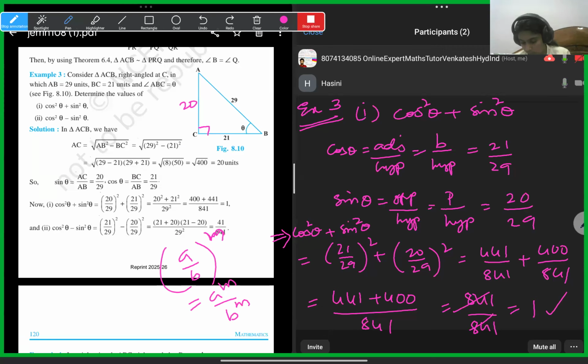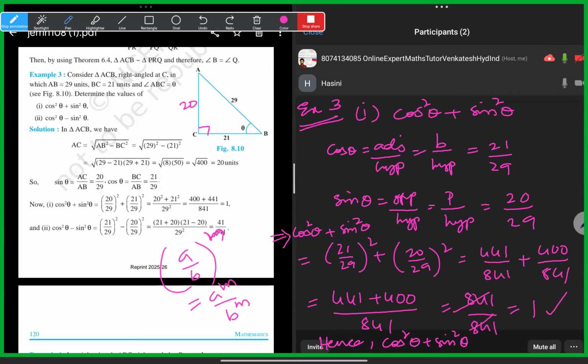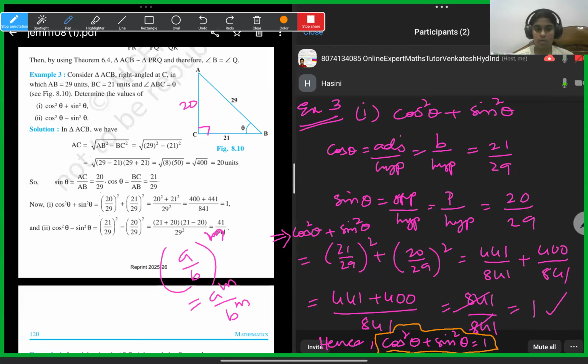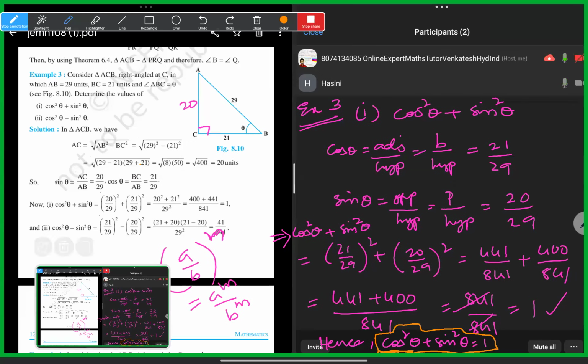Because already the denominators are same. So later in the next exercises, we'll learn this as an identity, as a formula. For any same angle, once the theta is same, cos square theta plus sin square theta will always be equal to 1. But the angle should be same.